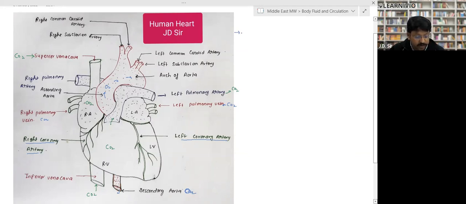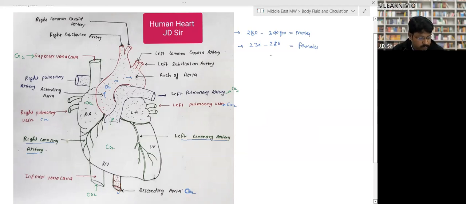The average weight is 280 to 350 grams in males and between 230 to 280 in females. So heart size is smaller in females.